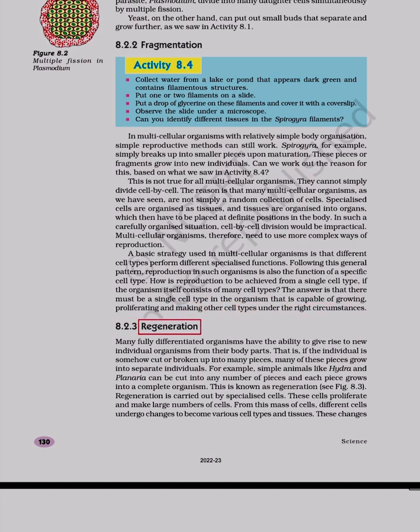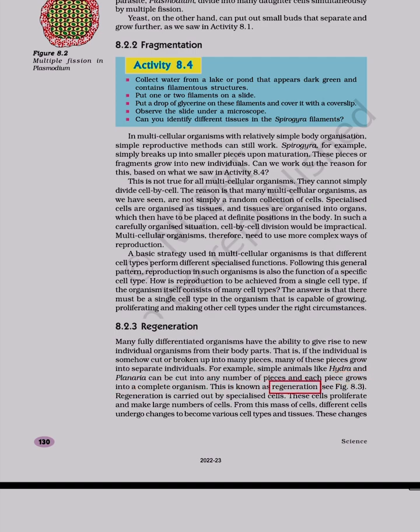8.2.3 Regeneration. Many fully differentiated organisms have the ability to give rise to new individual organisms from their body parts. That is, if the individual is somehow cut or broken up into many pieces, many of these pieces grow into separate individuals. For example, simple animals like Hydra and Planaria can be cut into any number of pieces and each piece grows into a complete organism.